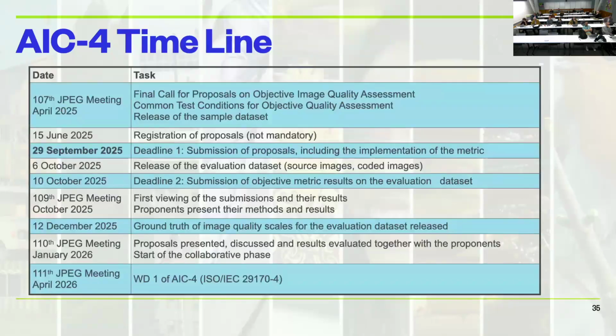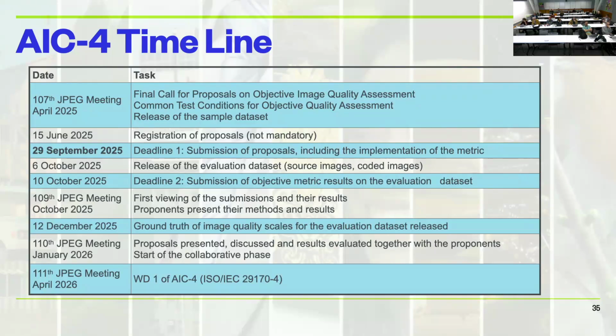Okay, so this is the timeline for it. In April, this was issued, and you can register in June. And on September 29th, there's the first deadline for the submission of proposals, including the implementation of the metric. Then we will release an evaluation data set that is only decided upon shortly before, source images and coded images. And we at JPEG will then run a crowdsourcing study to find out what the ground truth of this is. We don't know the ground truth at the point of publication.